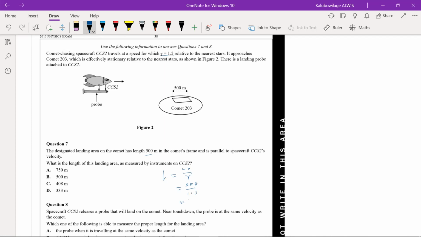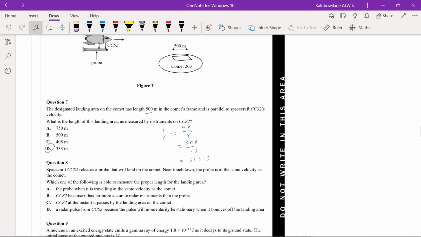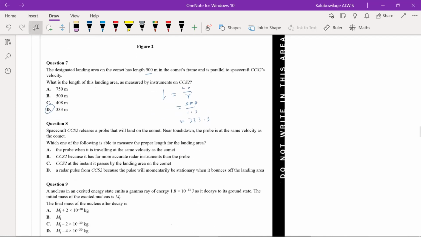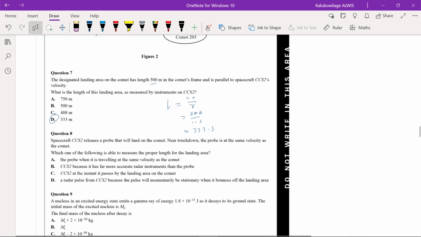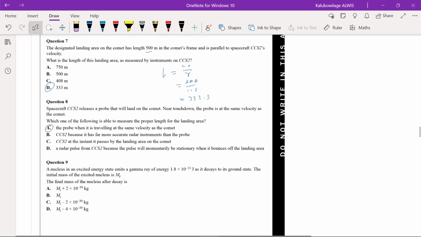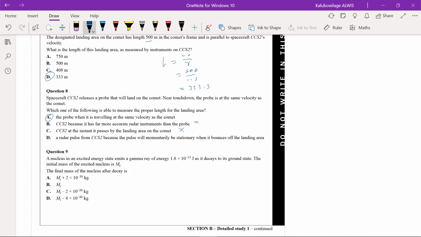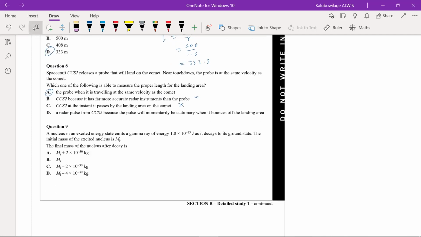Proper length 500, and they give us the Lorentz factor, 333. The probe has the same velocity as the comet, so they'll be in the same frame of reference, and the probe will be able to measure proper time. The other ones are obviously wrong, since they're looking at different speeds.